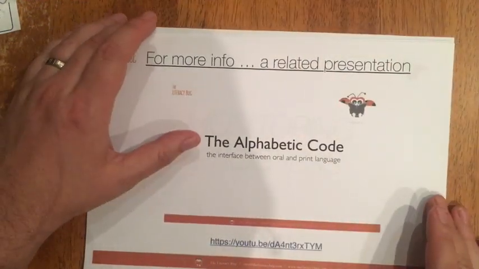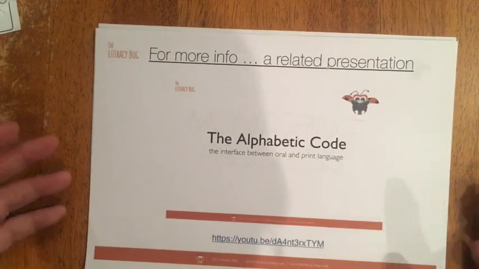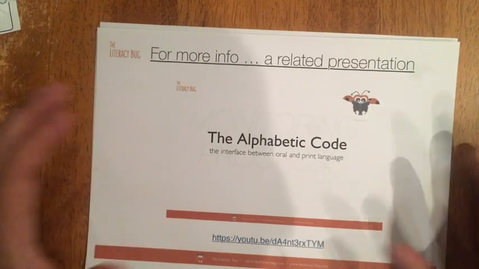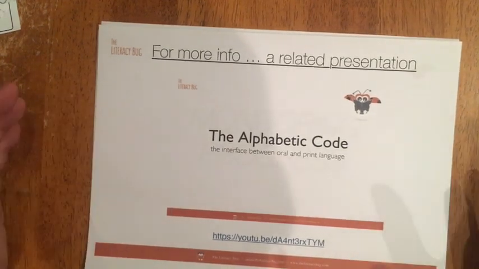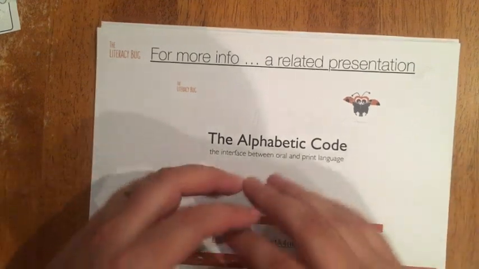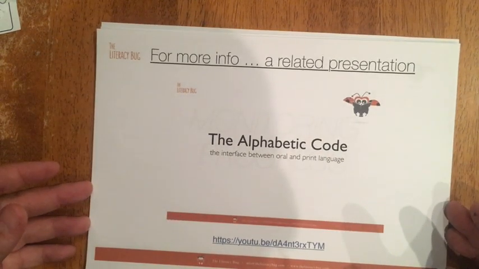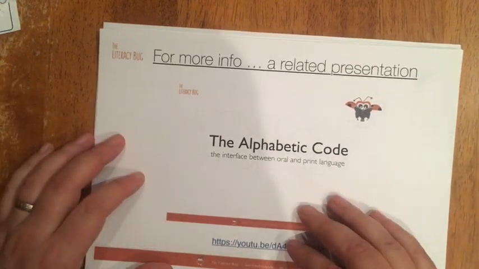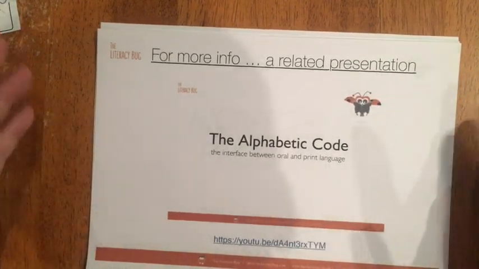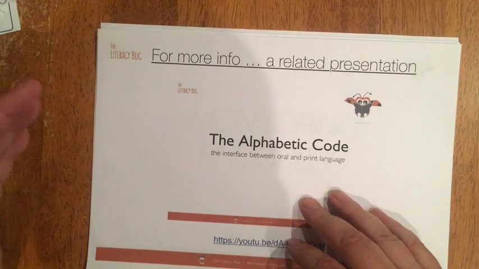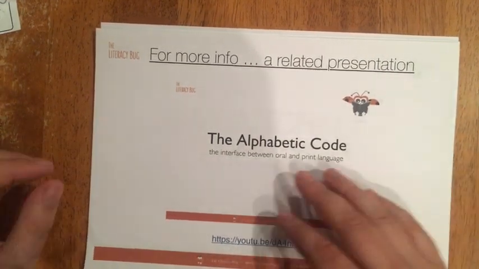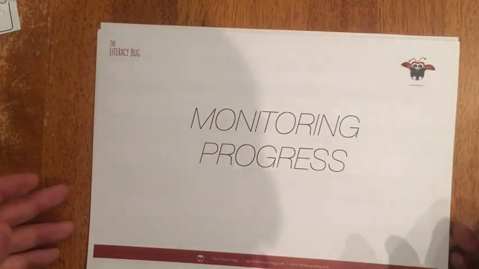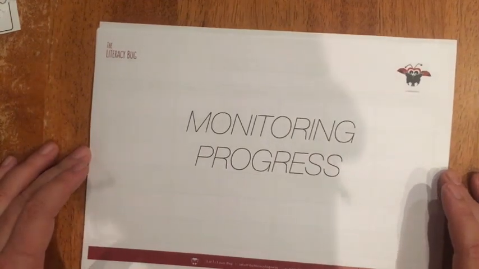Now, if you want a lot more information about the intricacies of the alphabetic code, I do encourage you to go to the Literacy Bug's more theoretical presentation called The Alphabetic Code. It's on our YouTube channel. It goes into a lot more depth upon the nature of cracking the code, developing your accuracy and fluency so that children are no longer attending to text, but going straight to meaning, as the logic of decoding and spelling has been broken.